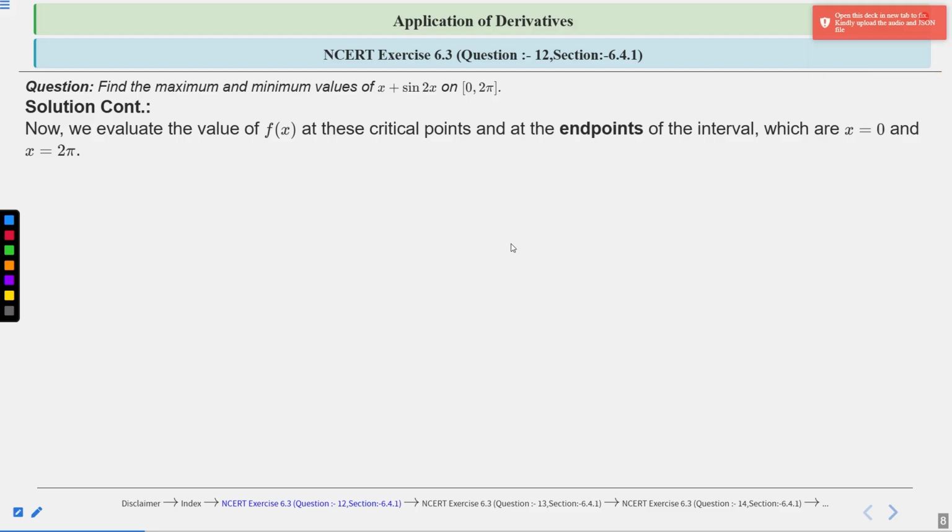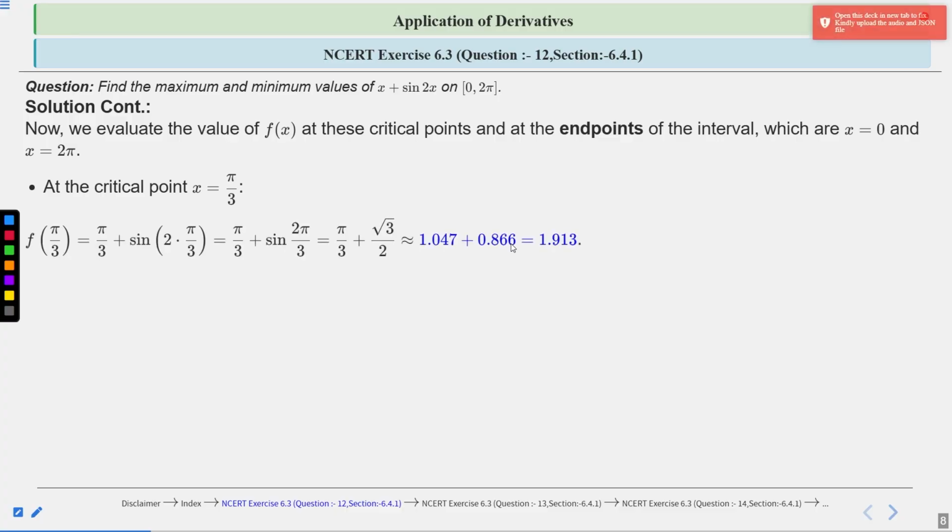Now evaluate the value of f(x) at these critical points and the endpoints of the interval, which are x equal to 0 and x equal to 2 pi. At the critical point x equal to pi by 3, f of pi by 3 will be equal to pi by 3 plus sine 2 into pi by 3, which is equal to pi by 3 plus root 3 by 2, which is approximately equal to 1.047 plus 0.866. After adding this, you will get 1.913.